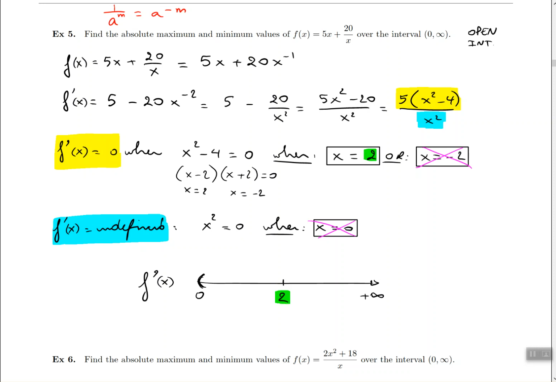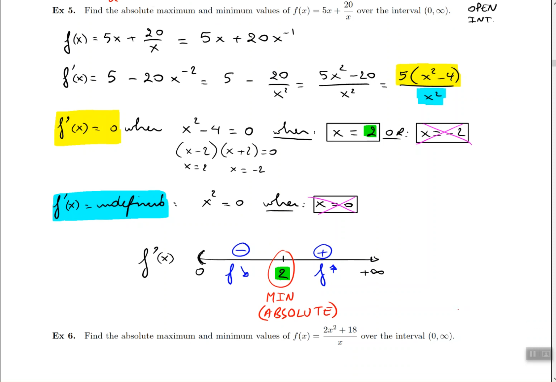And pick a number before and pick a number after. Let's say I pick 1 and 10. If I put 1 into the derivative, I'm going to get a negative amount at the end. So that means minus is going to show up first. When I put in 10, I'm going to get a positive amount. So that means the function decreases, then increases, which means that 2 is going to be a minimum. And it's the only one on the whole problem, so we're going to call it an absolute minimum because it was the only one in the problem.